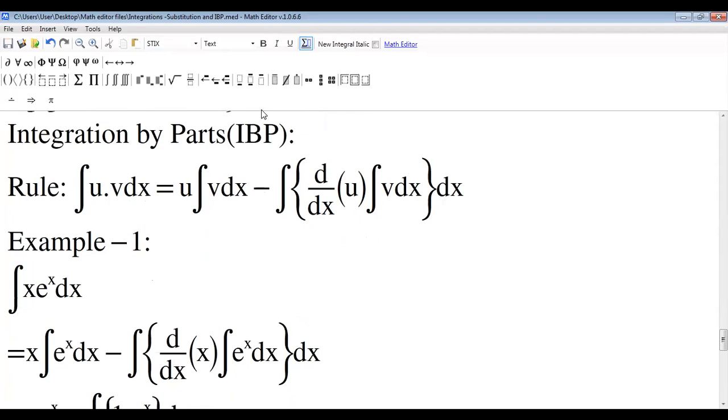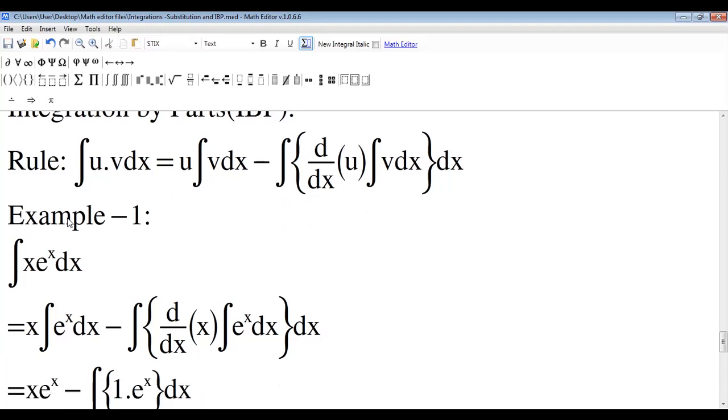Integration by parts. It is also called the IBP method, the integration by parts method to find the integration. Suppose u is the first function and v is the second function. Then first function times integration of second function, minus differentiation of first function times integration of second function, and taking their product, we have to integrate again. Remember this: first function u and second function v.